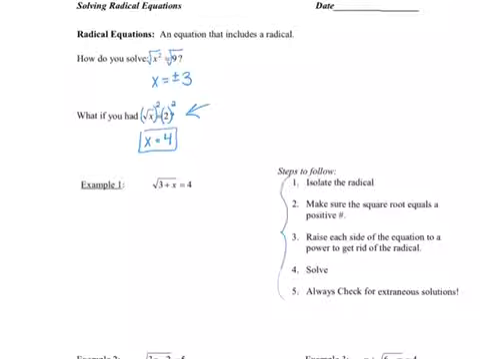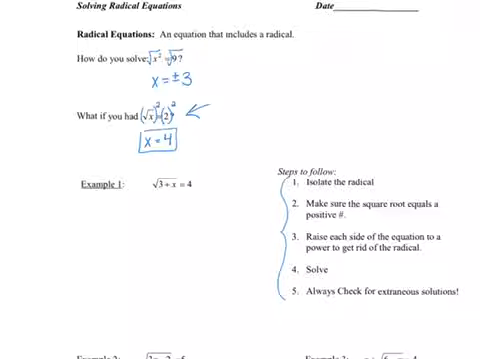Off to the right, we have the steps that you should follow to help solve these equations. So the first step always is to isolate the radical. So we want the square root as the only thing on one side of the equal sign, and everything else has to get moved to the other side. In the case of example 1, it's already isolated.